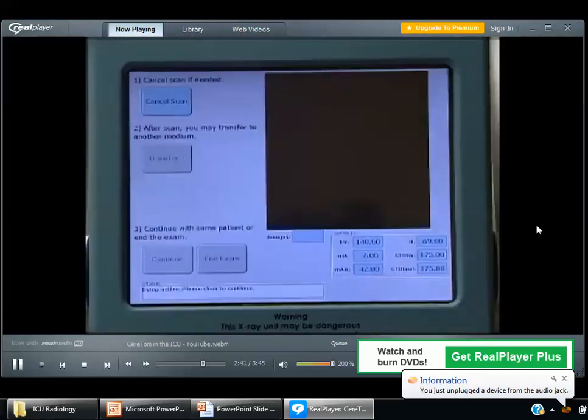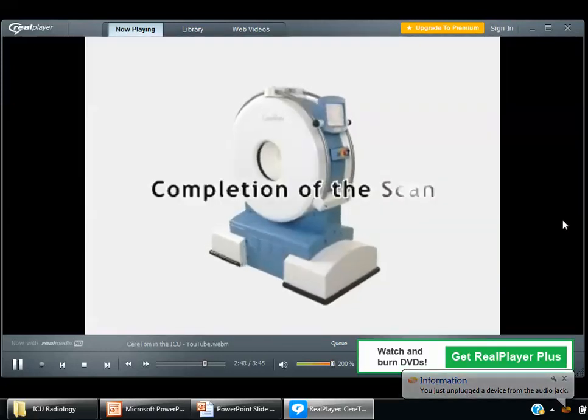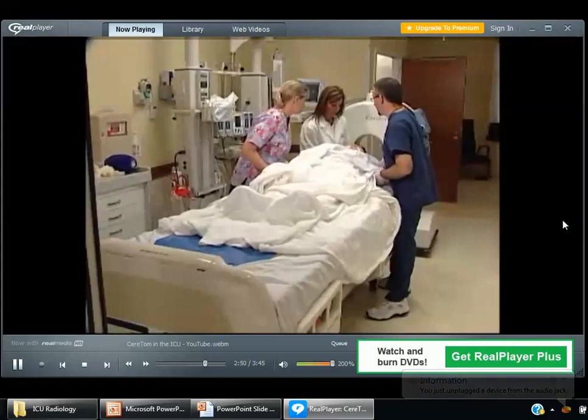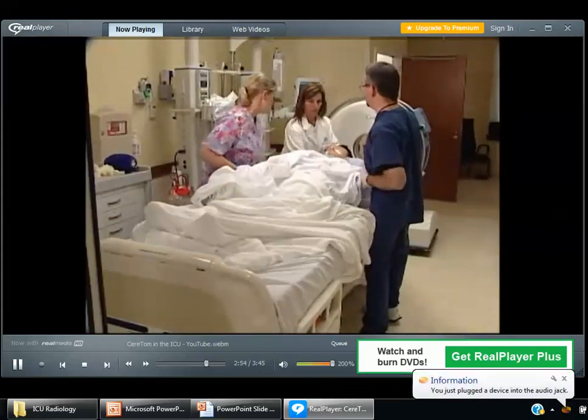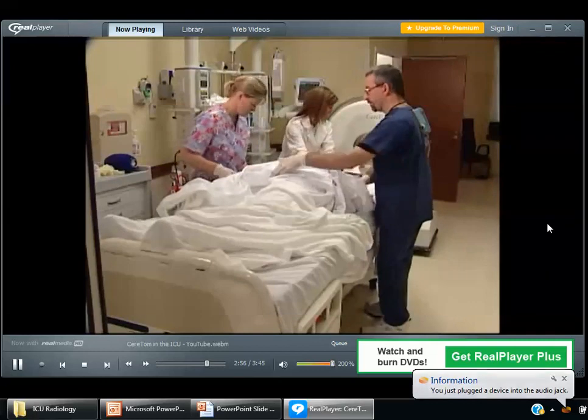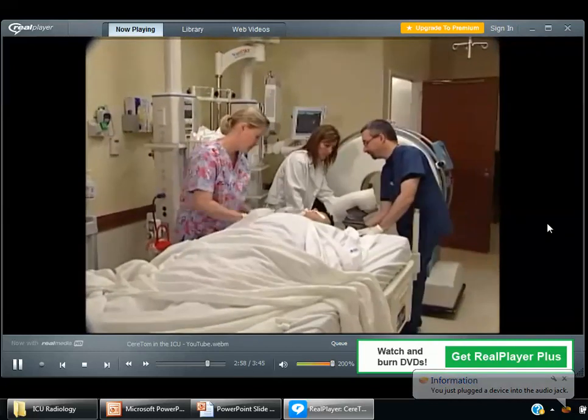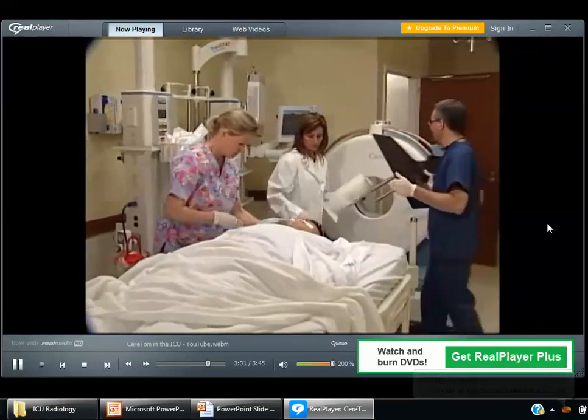Proceed to the patient's bedside. Choose End Exam on the LCD screen. Completion of the scan. With the assistance of the nurse, slide the patient off the scan board onto the bed. Remove the head strap from the patient. Then remove the scan board and mounting adapter from the patient's bed.